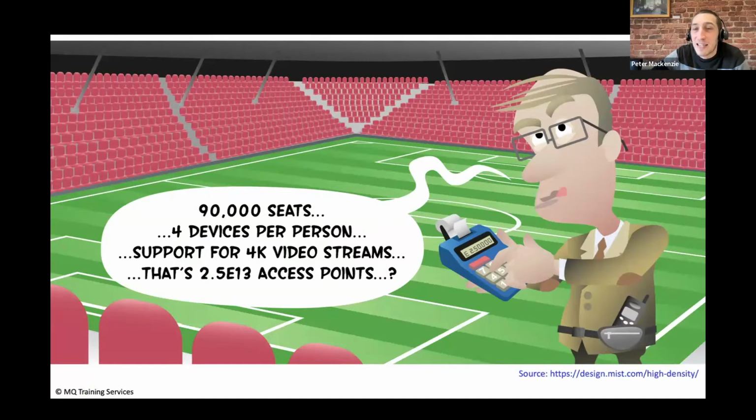If you've ever done any capacity calculations in the past, you go, well, we've got 9,000 seats, we've got 4 devices per person, we need to support video streams, so we times the seats by the devices, and then we times it by how much bandwidth each person needs, and we get this massive number. And then we go, right, and how much can each AP do? And we end up needing so many access points that we're going to make a salesman really, really happy.